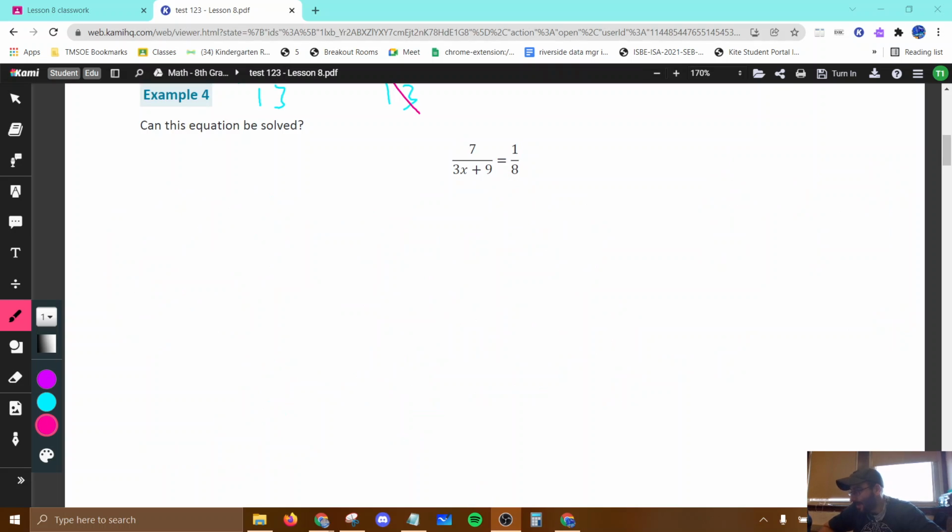All right, we're back in example 4 here. So let's do it this way. Let's do cross multiplication. Watch this. When you got a fraction equals a fraction, you multiply the numerator by the denominator and it goes over here. And the numerator by that denominator goes over here.